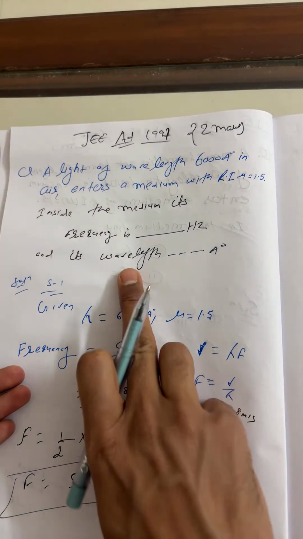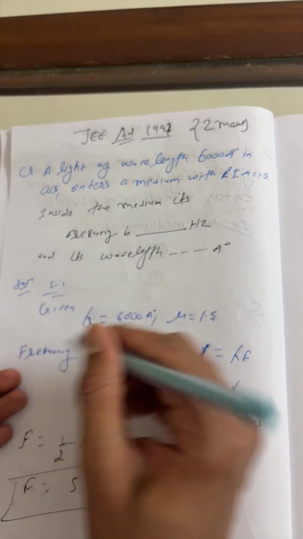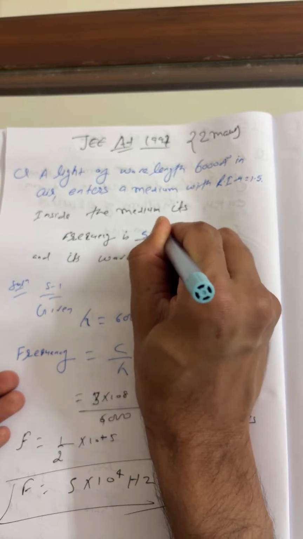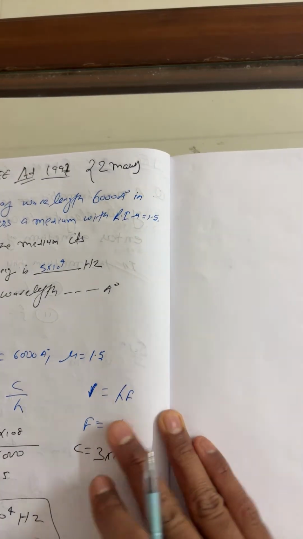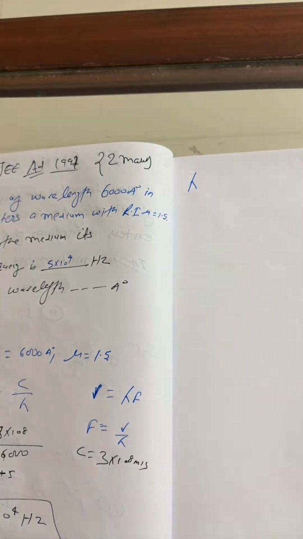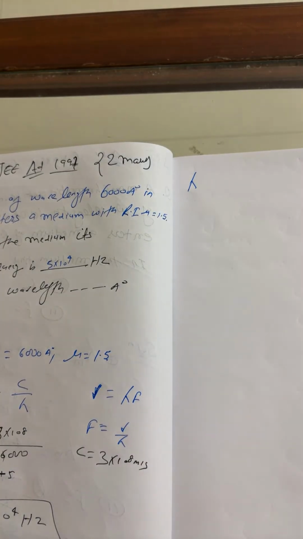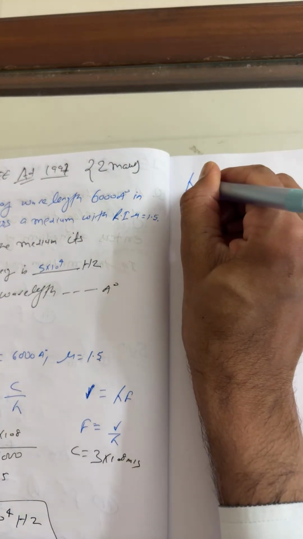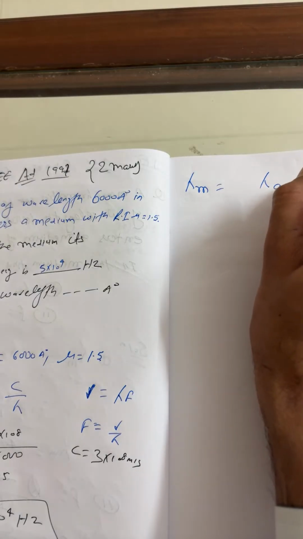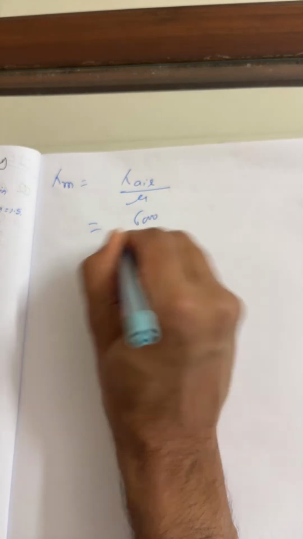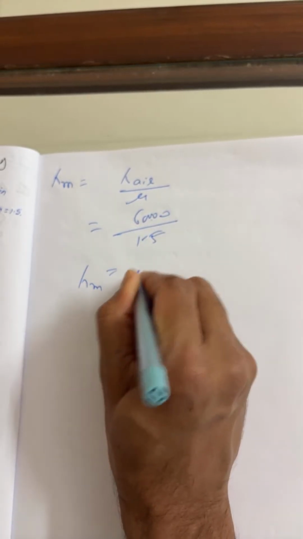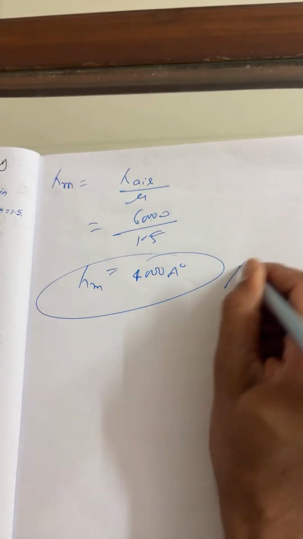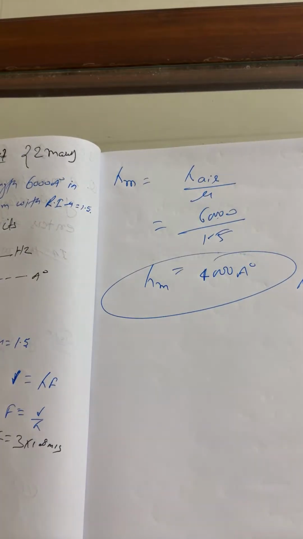Now we have to find the wavelength. The frequency answer is 5 into 10 to the power 4 hertz. For the second part, this is lambda for the medium: lambda of air upon mu. Lambda of air is 6,000, mu is 1.5, so lambda of medium is 4,000 angstrom. So this is the question which we have done.